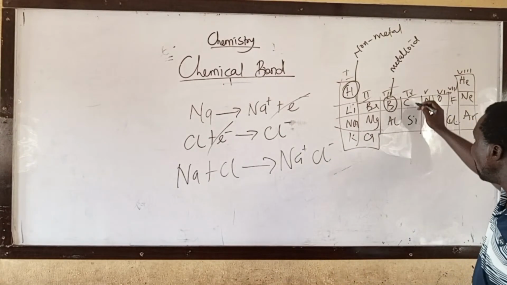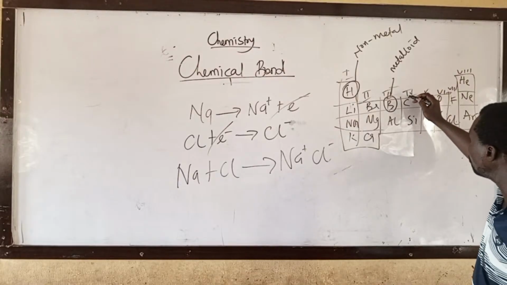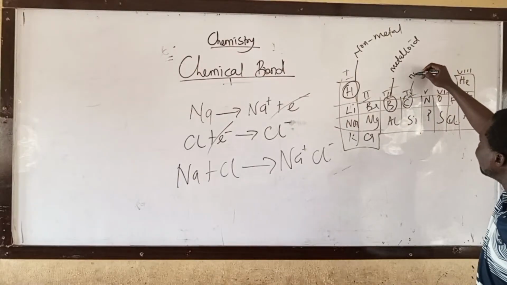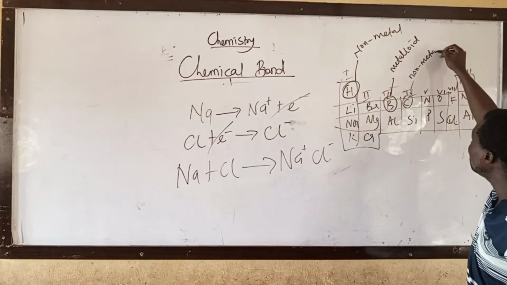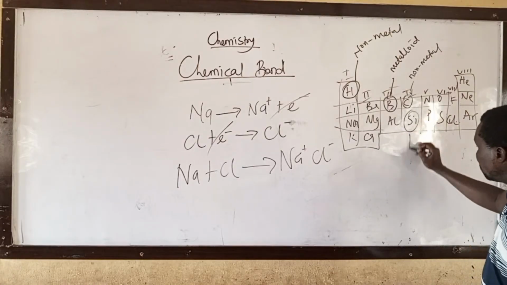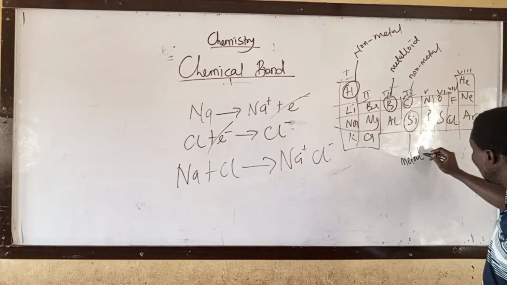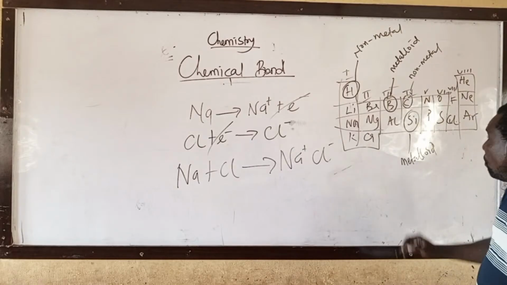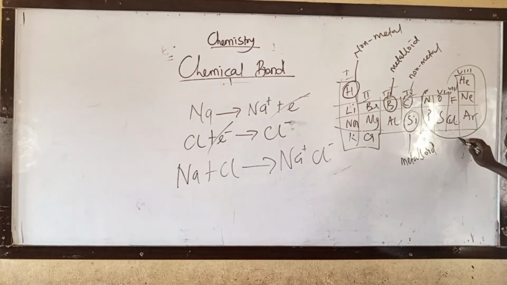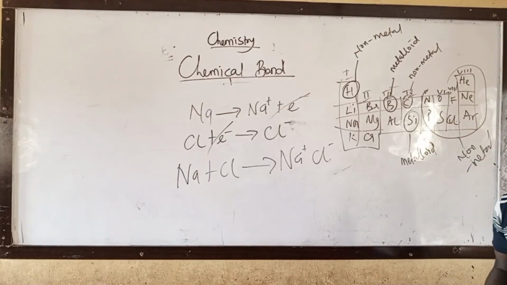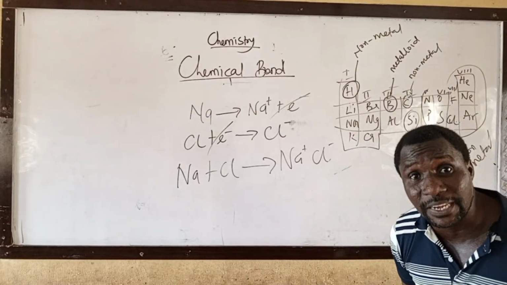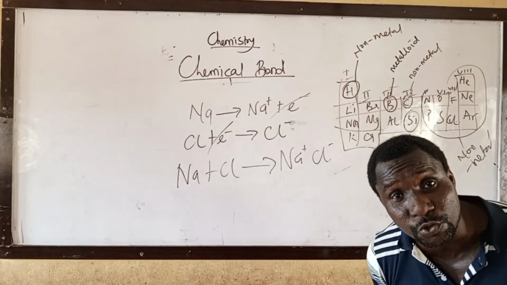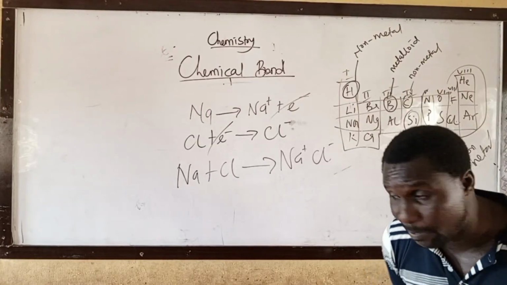Boron is a metalloid. In group 4, carbon is a non-metal. Silicon is a metalloid. That means you can now identify metals and non-metals. But all transition elements are metals.